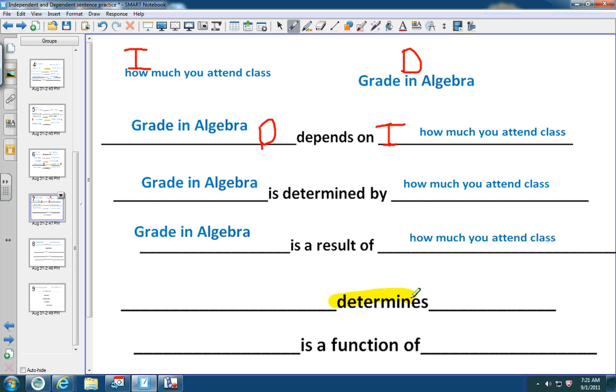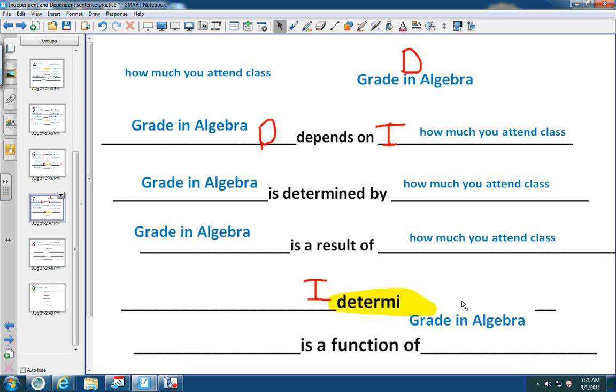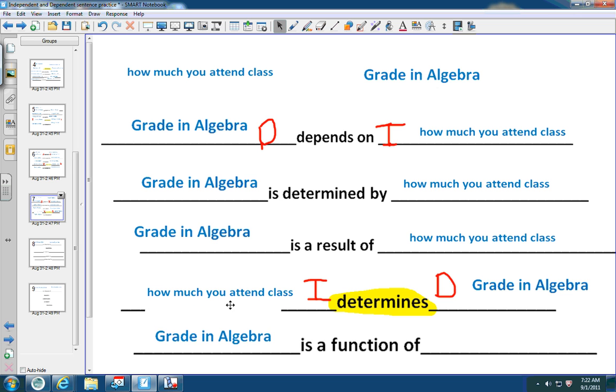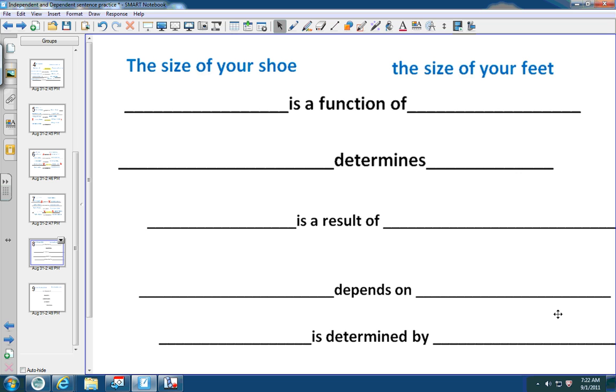There's that different one, determines again. Remember on that one, I've got my independent determines my dependent. Oop, I grabbed that one, so it still goes there, but I wanted the D. Is a function of: my grade in algebra is a function of how much I attend class. Try this next one. Pause the video, come back and see how you did.